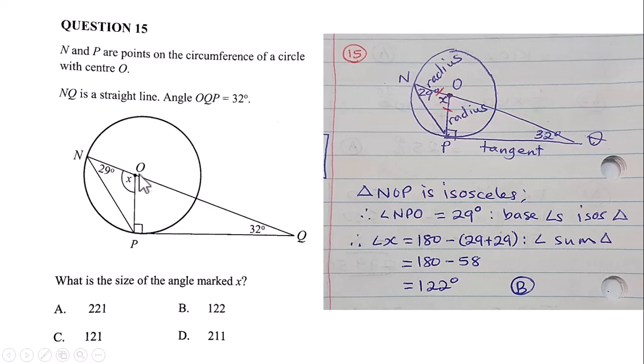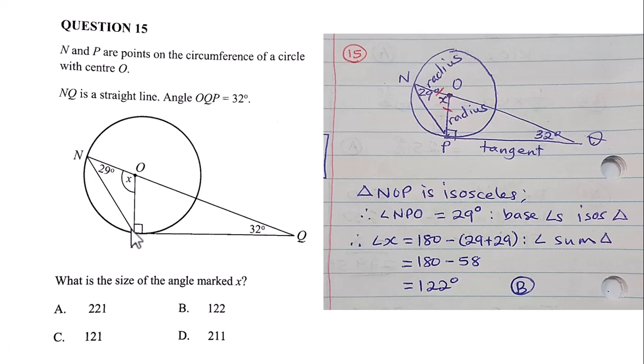OQP. Remember when we were naming angles, the letter in the middle is where the angle is formed. So this is this angle at point Q. Alright, the question is, what is the size of the angle marked X? And here is the angle at the center within this small triangle NOP.